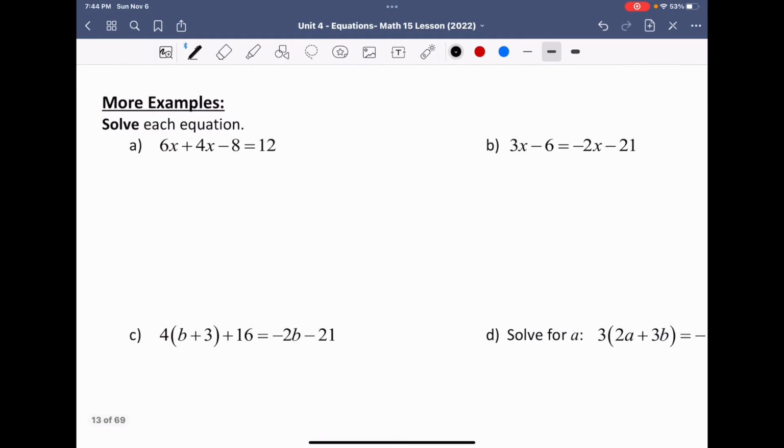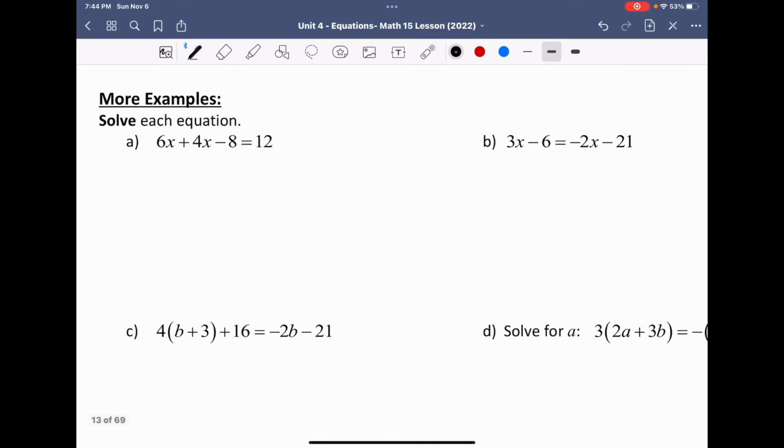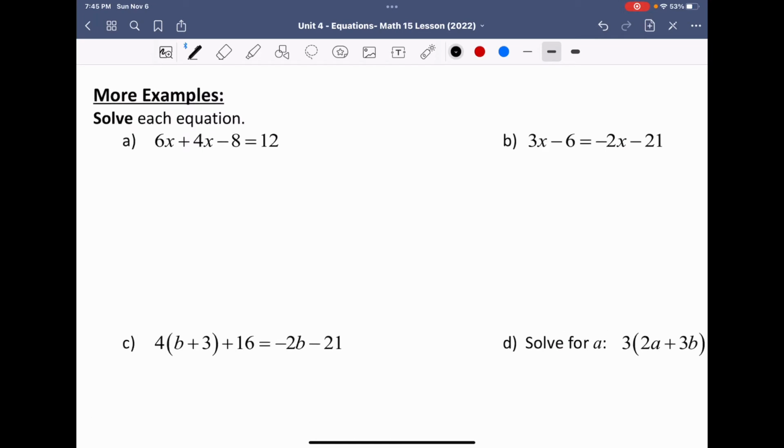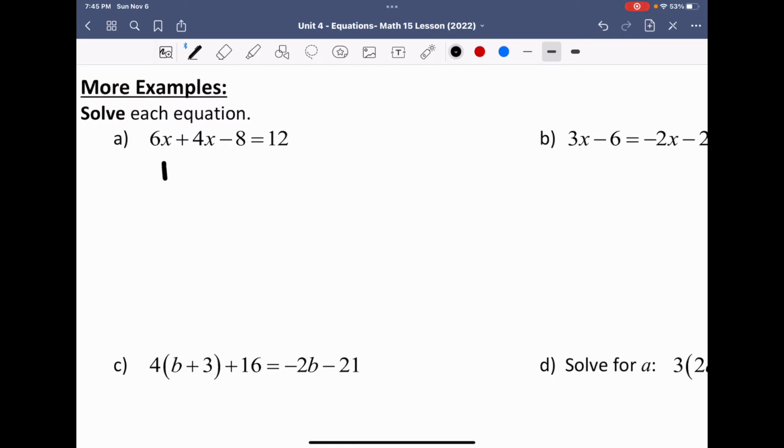So let's actually see how this works here. In the following, they say solve the equation. So in these ones, we won't have to verify, but we technically could. But let's just solve in these. If I combine the like terms on the left, well, I have 6x plus 4x, which is equal to 10x.